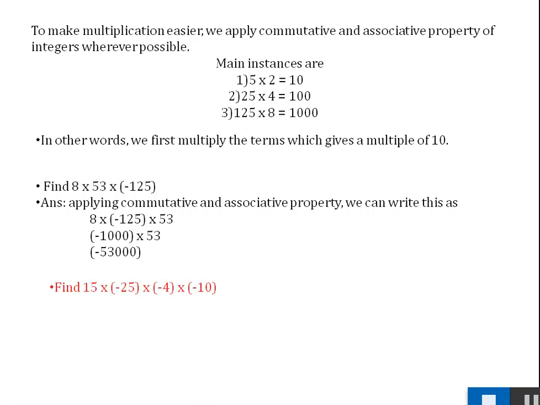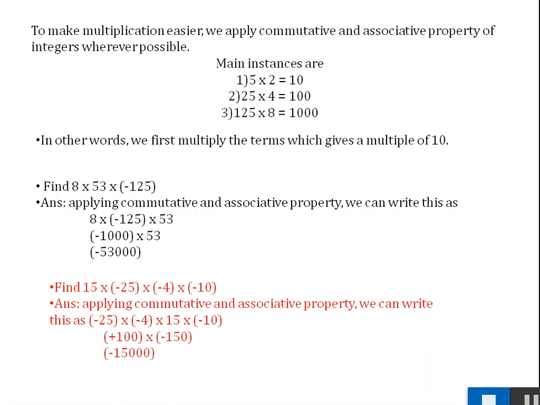Next one. Find 15 into negative 25 into negative 4 into negative 10. Applying commutative and associative property, we can write this as negative 25 into negative 4 into 15 into negative 10. This we know without any paper calculation. Negative 25 into negative 4 is positive 100 and 15 into 10 is equal to 150. And the final answer is negative 15,000.